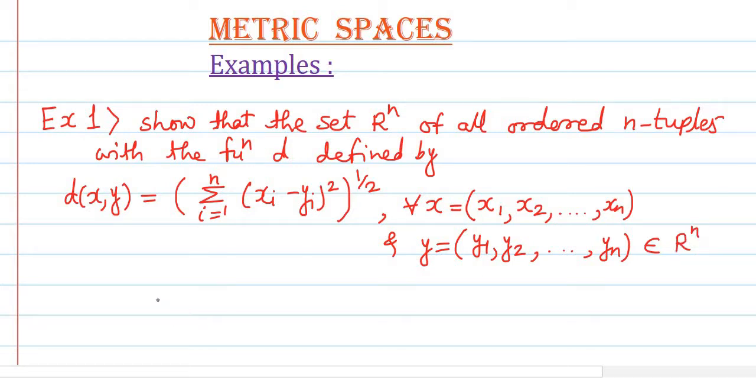Okay, so we have to show that this set R raised to n along with the function D is a metric space, means we have to show that D is a metric. So we have to show that D is a metric, and therefore this R raised to n along with D will be a metric space. Okay, so this we have to show. So we'll solve this example.